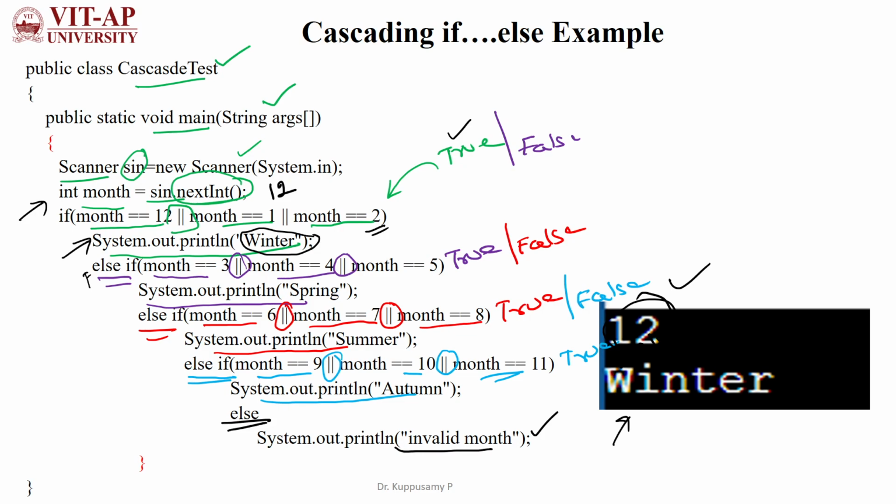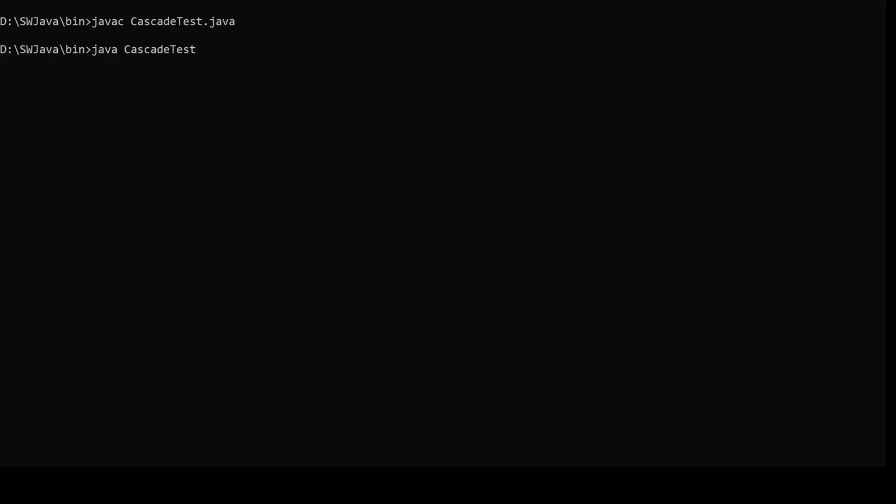Suppose we give an invalid input, for example, instead of 1 to 12, if you give 13, then you will get invalid month. Then if you give a correct value, for example 12, you will get winter as the output for this program. So based upon this, we can check the condition by using the nested if else statement.